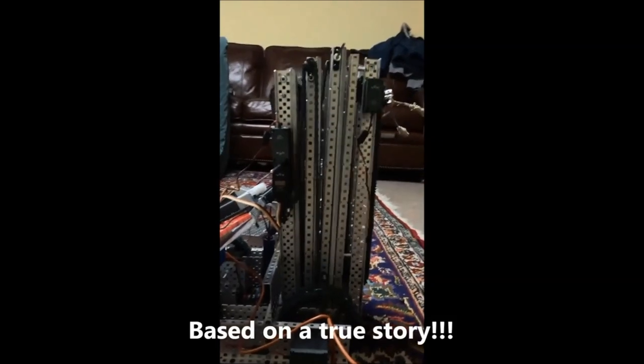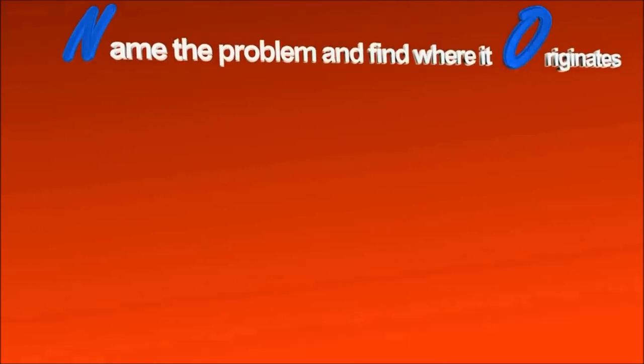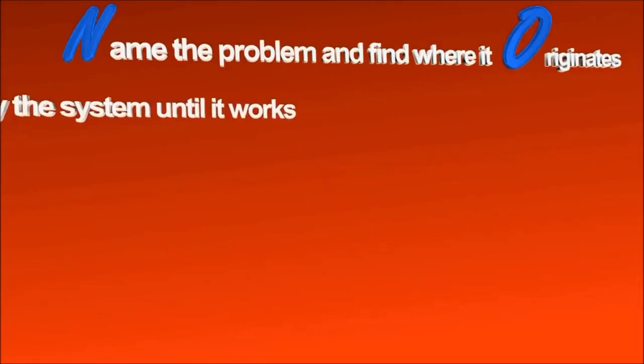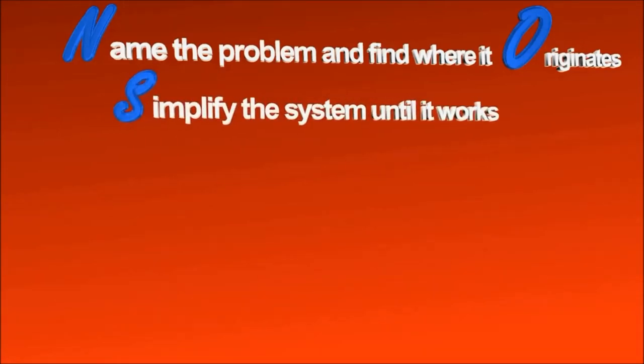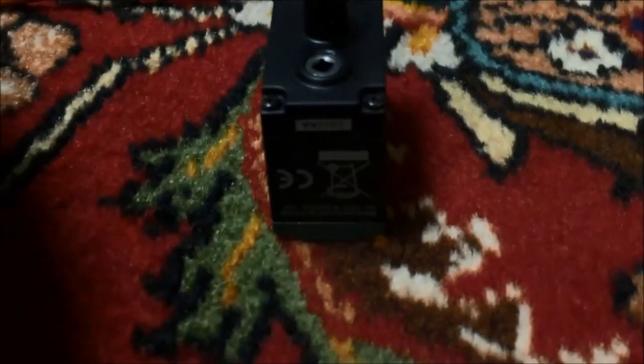Let's say we're trying to raise our elevator lift and for some reason it's just not working. First, you want to name the problem and have a rough idea of where it's coming from. The next step is to strip down the system you're trying to fix until it's as simple and likely to work as possible. Let's start with as simple a foundation as possible. We're going to test to see if the motors work, and then we can build up from there.